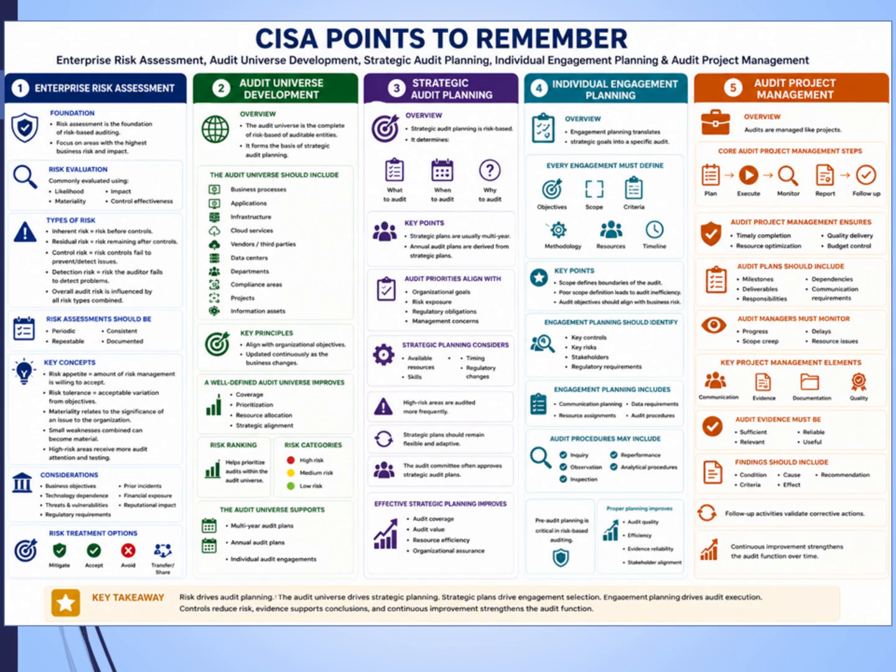You should also remember the different types of audit risk. Inherent risk exists naturally before controls are applied. Control risk exists when controls fail to prevent or detect issues. Detection risk is the risk that the auditor does not identify a problem during the audit. Overall audit risk is influenced by all of these together.